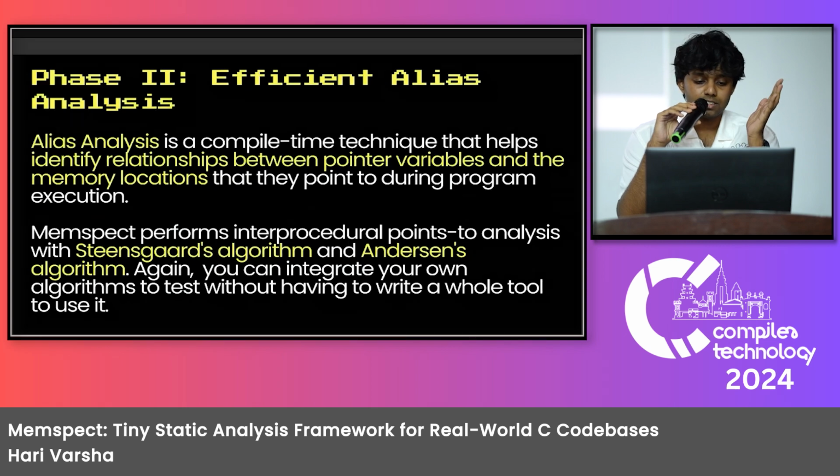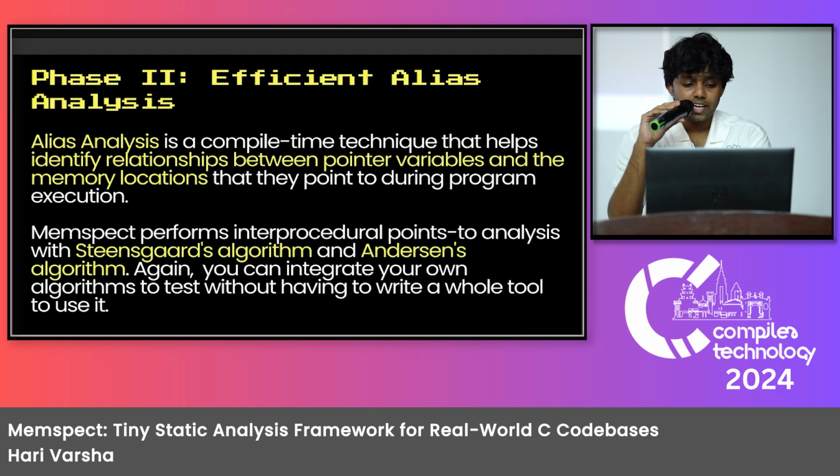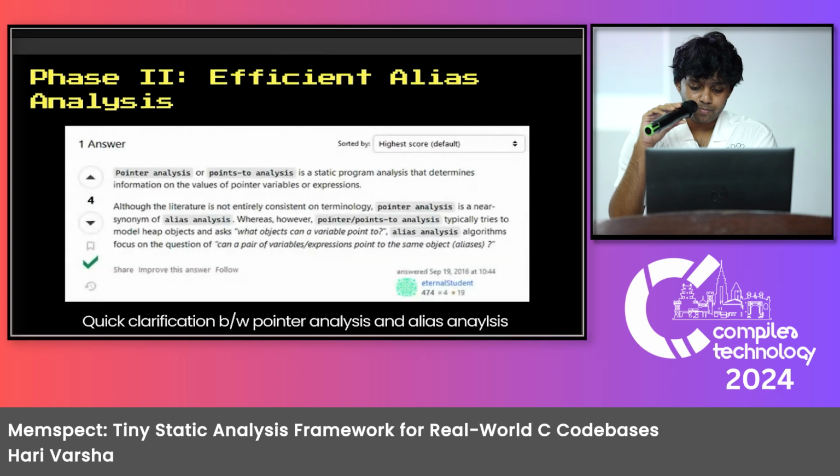To put it in a simple sense, it's just relationships between pointer variables and memory locations. I think this is at least the fastest way in which you can track programs, like the control path. I went with Steensgaard's and Andersen's, very popular. If you took any advanced compiler design course, I'm pretty sure you'll run into it. Pointer analysis, points-to analysis, alias analysis, same thing. Maybe a little bit of difference here and there, but I do not want to die on that hill.